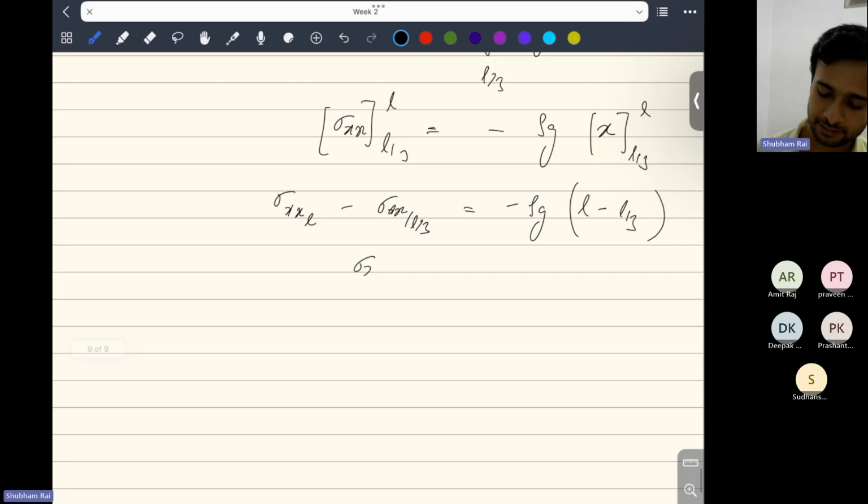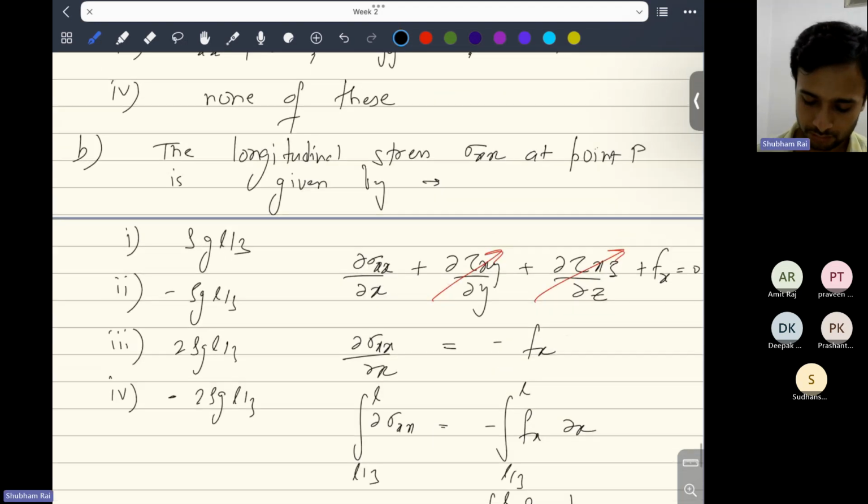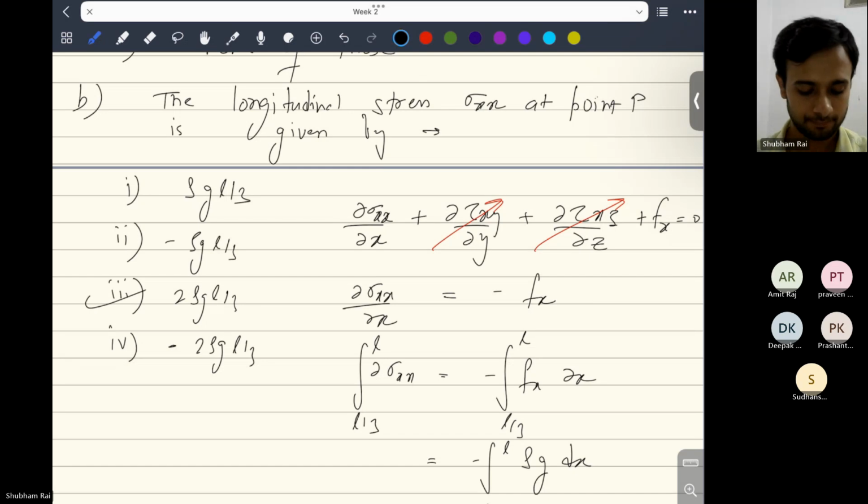So you'll get sigma xx at the point L by 3, and that will be equal to plus 2 rho g L by 3. So option 3 will be correct. Okay.